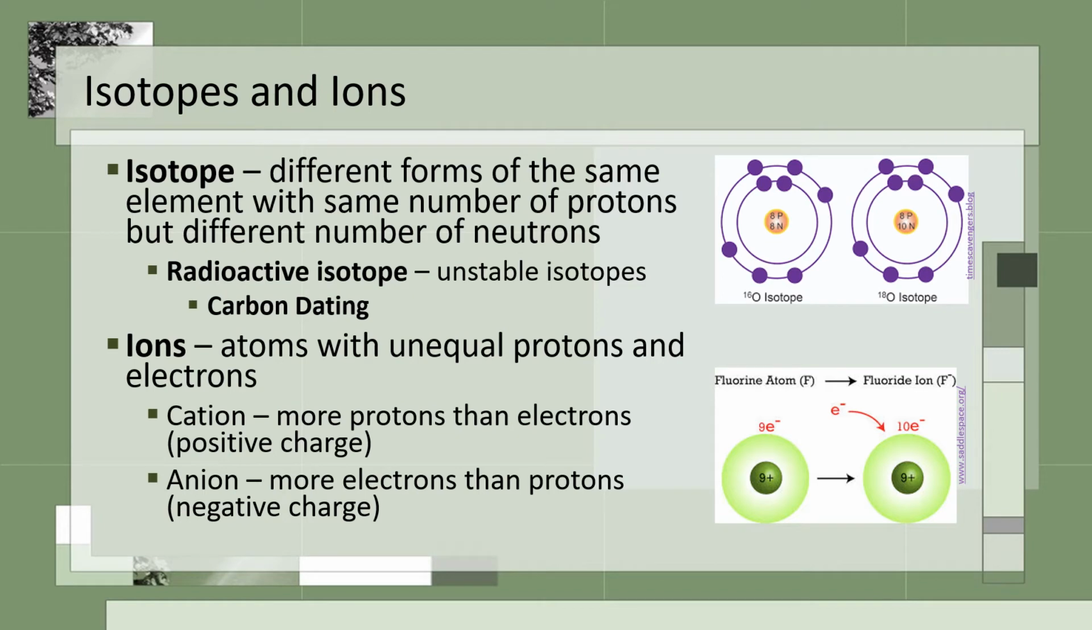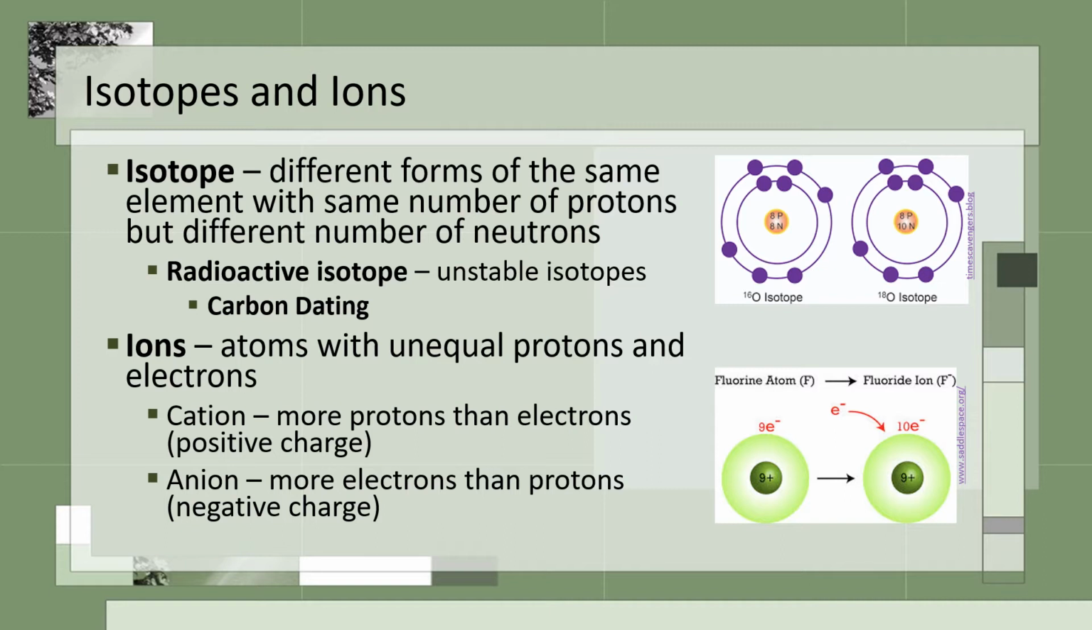A few more important terms that you'll hear throughout the summer. Isotopes are different forms of the same element. This means they will have the same number of protons. To retain the properties of the element, they have to have the same number of protons. But the number of neutrons is different. And if you remember, neutrons have mass. So when neutrons change, the mass of the atom will also change.